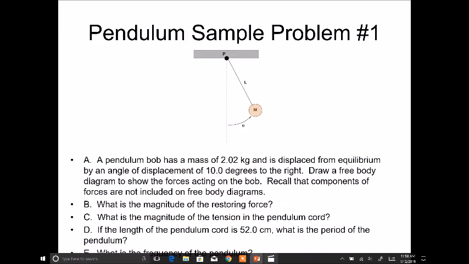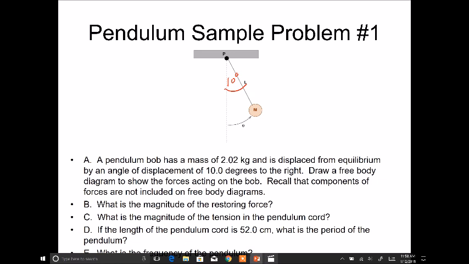All right, so here's a sample problem involving pendulums. We have a pendulum bob of mass 2.02 kilograms, and it's displaced from equilibrium by an angle of displacement of 10 degrees to the right. So we're saying that this angle is 10 degrees. First of all, we want to draw a free body diagram to show the forces acting on the bob.